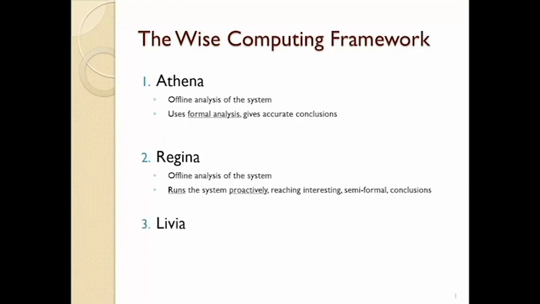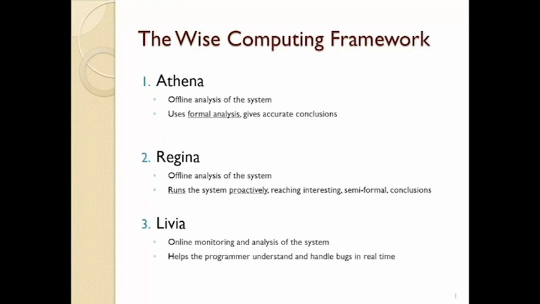Finally, the third piece is called Livia. Livia is an online tool, and hence her name, used for live debugging of the system that's being developed. She is used to help the programmer in finding and understanding bugs in real time. In the remainder of this video, we're going to see how the three components, Athena, Regina, and Livia, help us develop a small application.